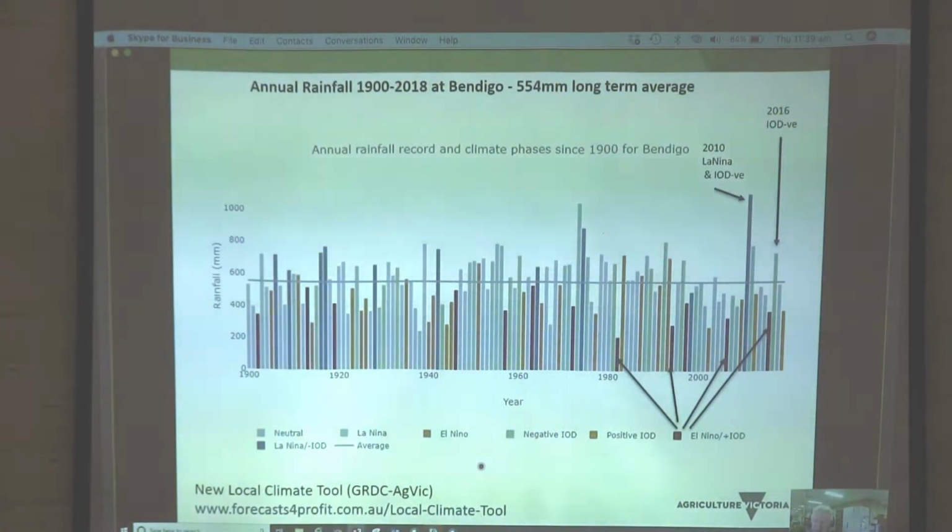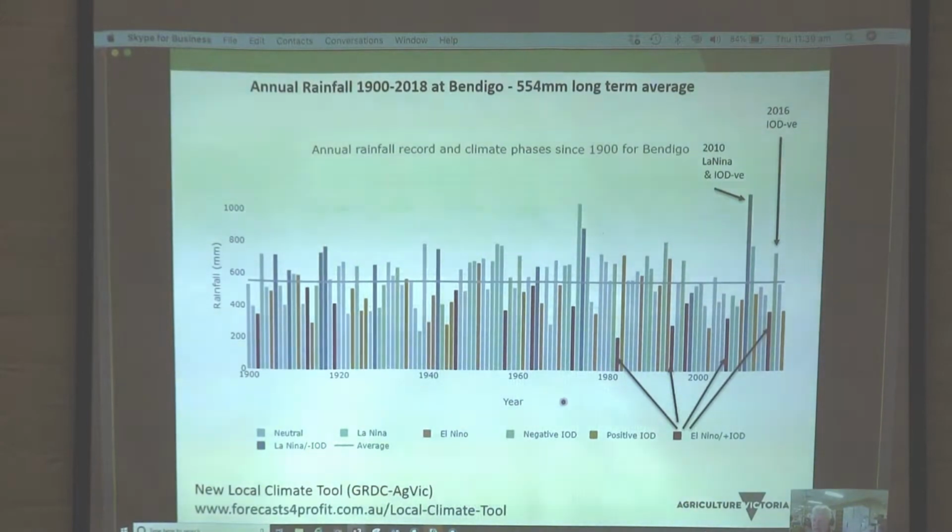You can look at a few sites across Victoria, and we've coloured the years that were either an El Nino or a La Nina in the Pacific. So La Nina's when it's in the wetter phase in the Pacific, El Nino's when it's in its drier, neutral's just when it's in between, and the Indian Ocean dipole when it's in its negative wetter phase or drier positive phase. And sometimes they combine.